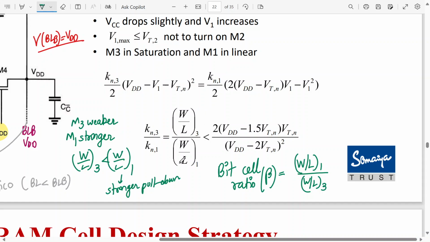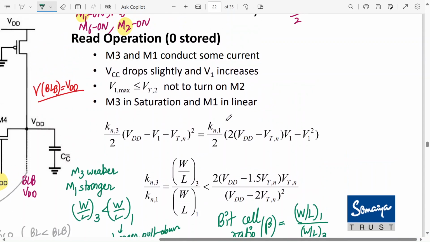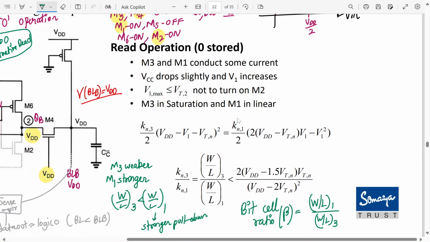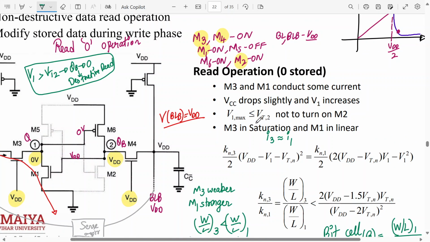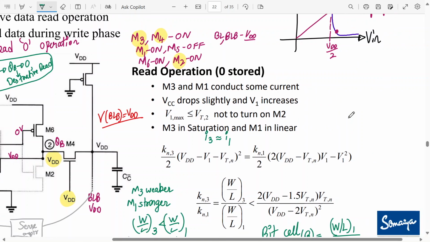It is written over here also, right? W by L of 3, that is M3, should be less. And where does this condition come from? Here it's saying that current I3 is almost equal to I1. So this condition is written here: V1 max should be less than or equal to VT2. It should not turn on the M2 transistor. Else what will happen?